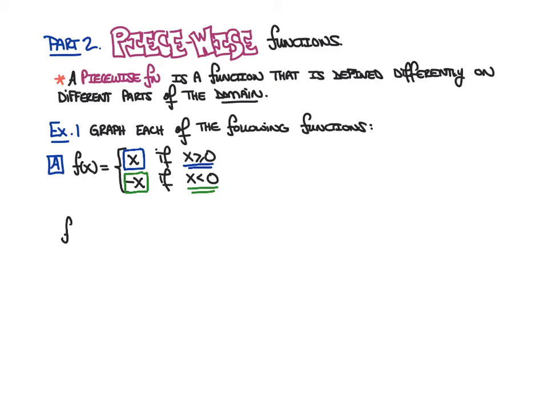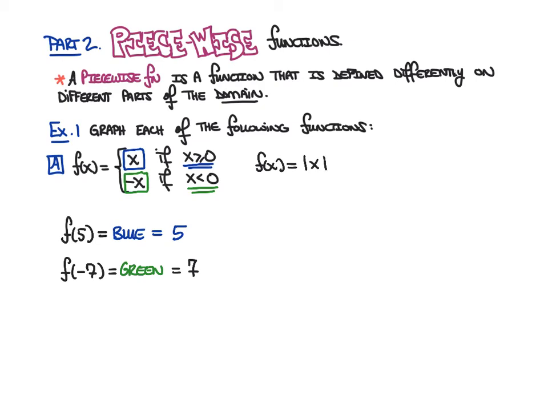So as an example, if I said f of 5, well, 5 is bigger than 0, so we're going to follow the blue rule, and therefore it's just going to be equal to 5. If I asked you to find f of minus 7, well, minus 7 is less than 0, so we're going to follow the green rule. The green rule is going to tell us that we need to take negative times the input. The input's minus 7. We're going to take a negative of that, so we actually get a value of 7. So it turns out that this function is a real special function. We call this the absolute value function, but this is the piecewise definition of that absolute value function.